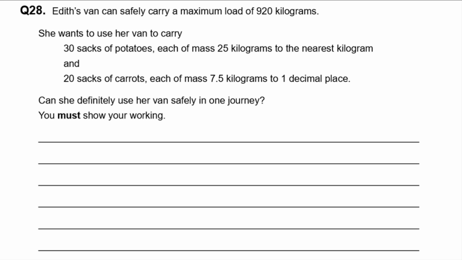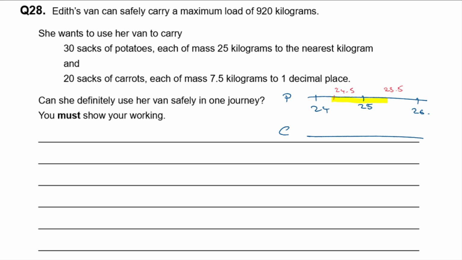Okay, so what we need to do is consider the bounds of these numbers and then work out which bound we need, and then work out our upper bound, I guess, for the weight. Okay, so let's just do that. For the potatoes, potatoes are 25 kilograms to the nearest kilogram. Next one on the scale would be 26, one below would be 24. The ones that are around 25 are going to be halfway between or nearer, which is 24.5 to 25.5. So that's the bounds for the potatoes.